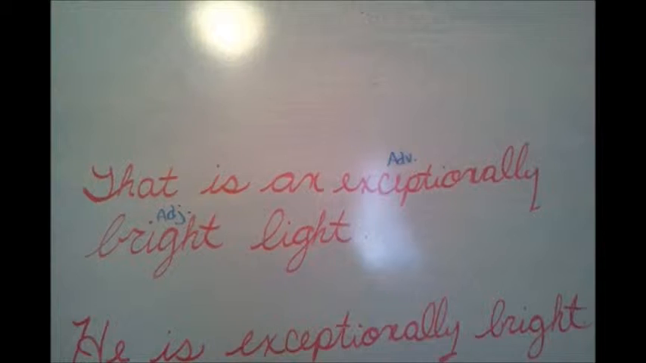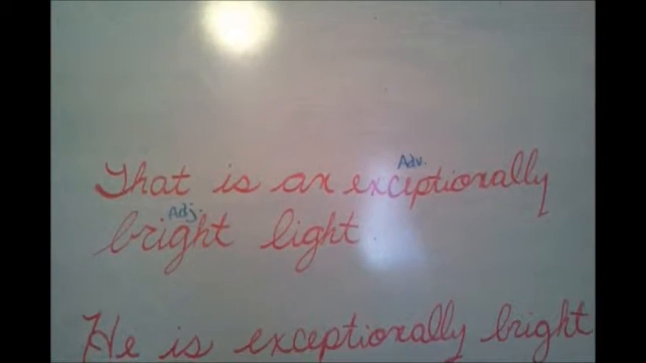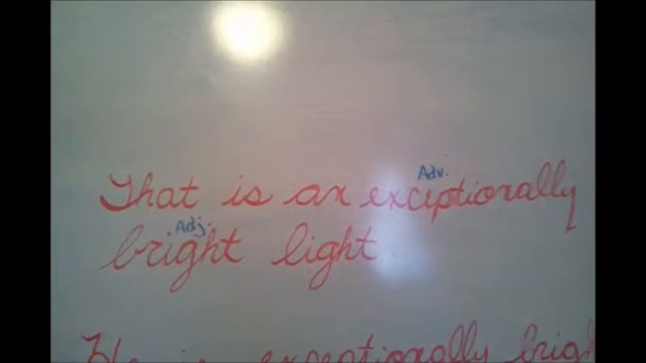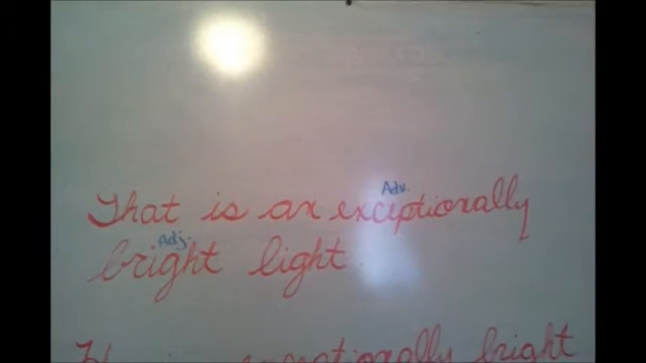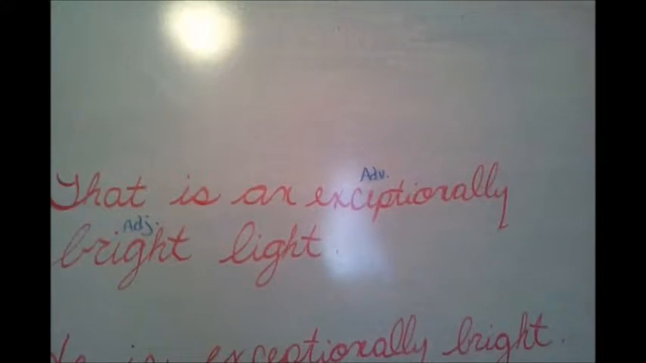In this sentence, that is an exceptionally bright light. We have an adverb modifying an adjective, because bright is an adjective telling us what kind of light, and then exceptionally is modifying the adjective bright by telling us it is bright to what extent.